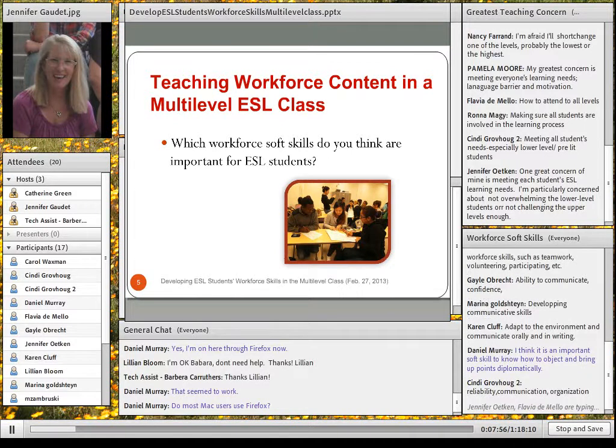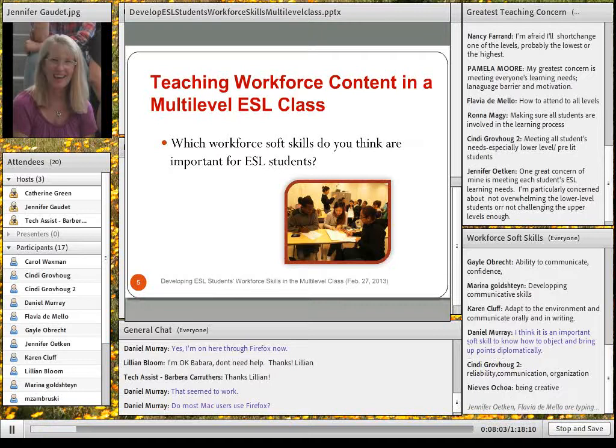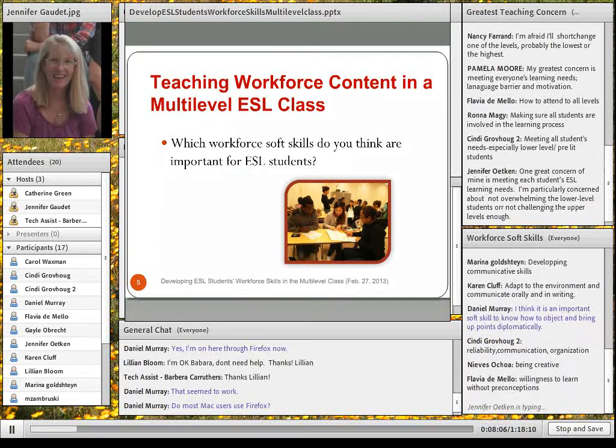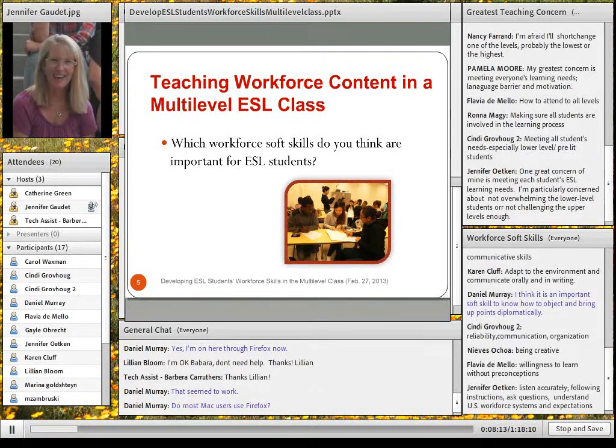Volunteering, participating, having confidence. That's so true. Communicative skills. Yep. How to object and bring up points diplomatically. Boy, that is so cultural, isn't it? Reliability, communication, organization. Okay, being creative. Flavia says willingness to learn without preconceptions. Listen accurately, follow instructions. Okay, excellent.